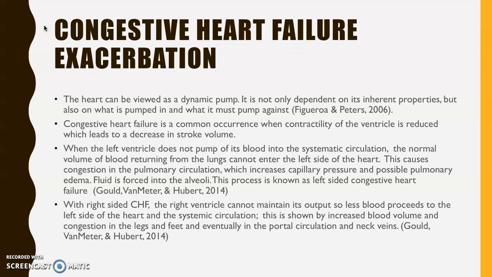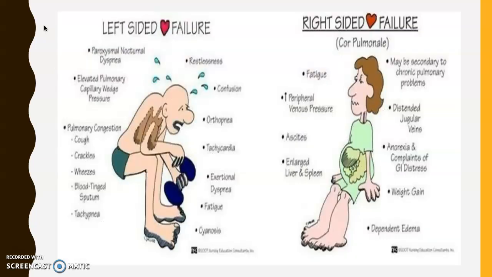With right-sided CHF, the right ventricle cannot maintain its output, so less blood proceeds to the left side of the heart in the systemic circulation. This is shown by increased blood volume and congestion in the legs, feet, and eventually in the portal circulation and neck veins. So I found this picture, which is a great representation of the differences between left and right-sided heart failure.